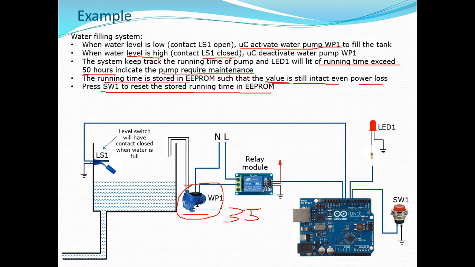So we need to use 30 because the function is 30 hours. So where do you get this 30 hours? You store it in the EEPROM, so that you can extract it even after a blackout. And then the switch is just to reset. Let's say, for example, at 30 hours the water pump is broken, so you replace it with a new one and then you reset whatever value is in the EEPROM so that you can keep track of the new time.